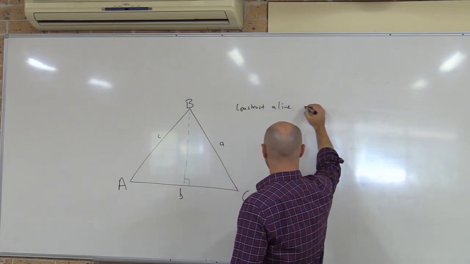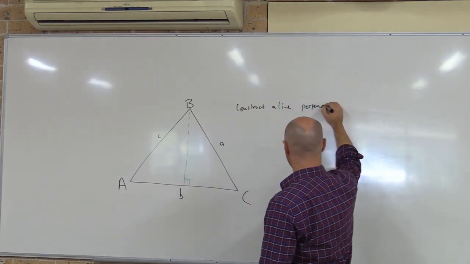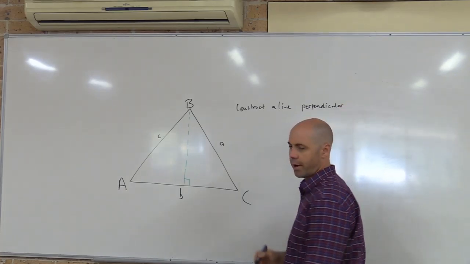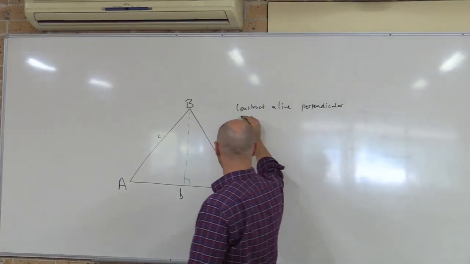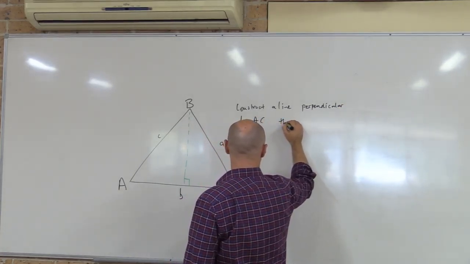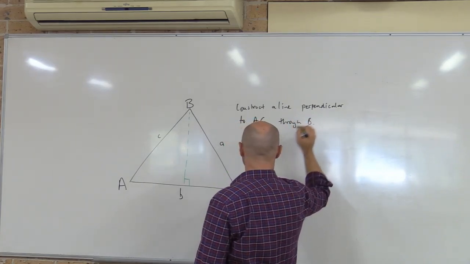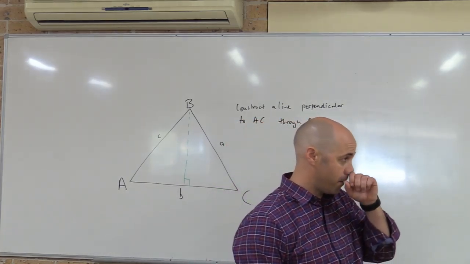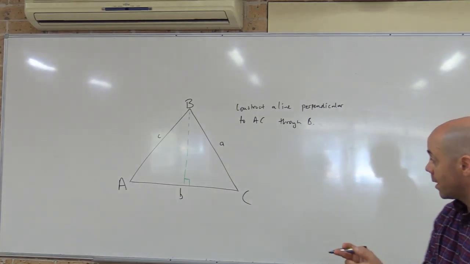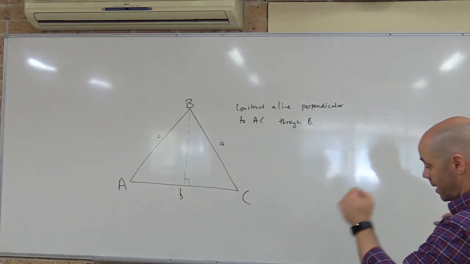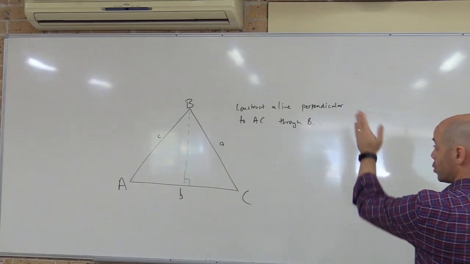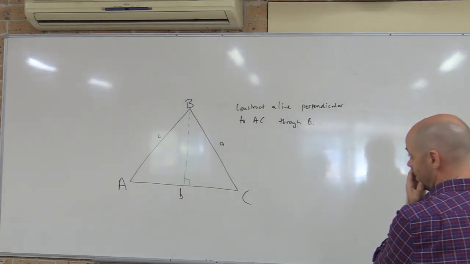a line perpendicular, that means at right angles, a line perpendicular to AC through B. All right, so I've got a line and I've described what that line is. It's got to be at right angles to the line AC and it's got to go to the point B.